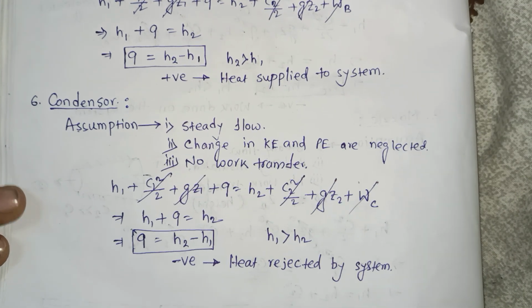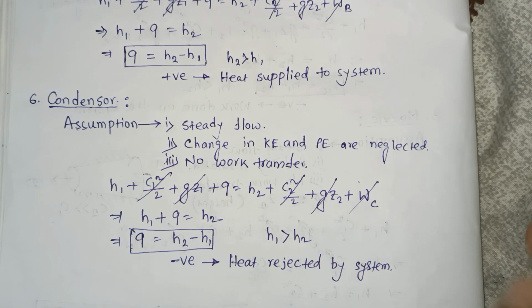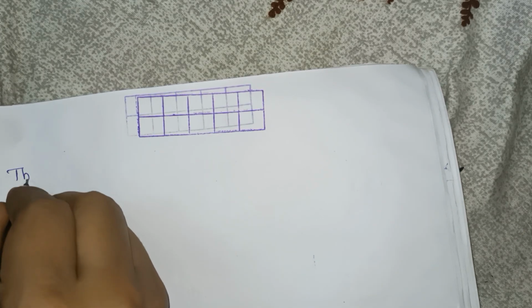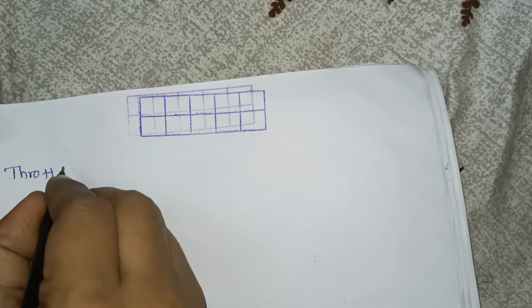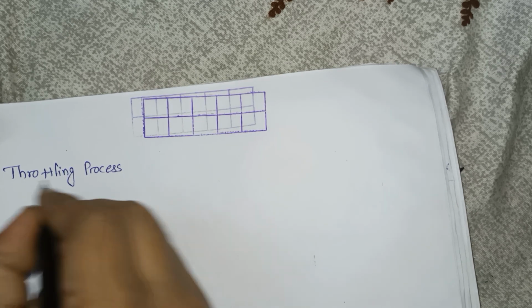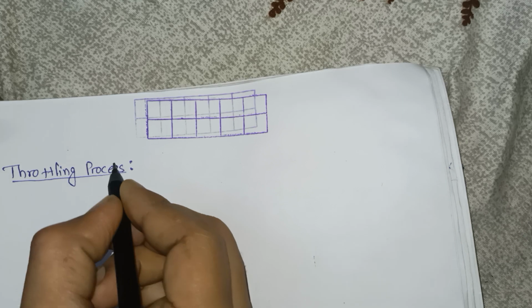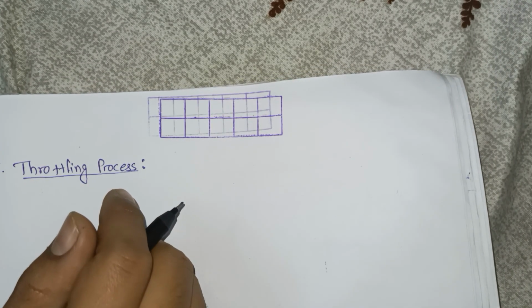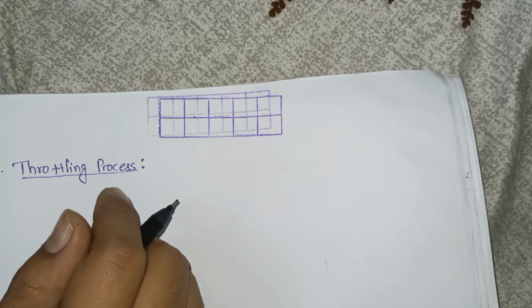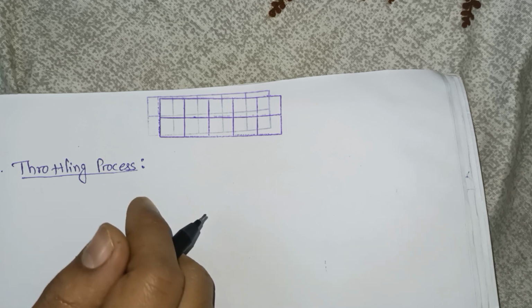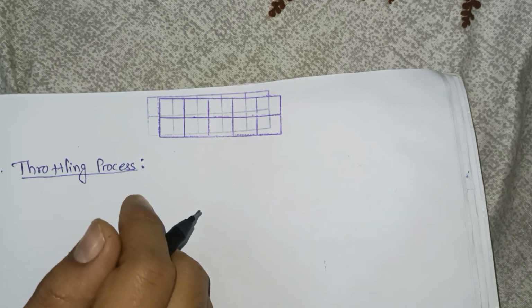Okay. Now the last component, that is the throttling process. So the seventh component is the throttling process. What is the example of a throttling process? That is flow in a capillary tube, flow through a porous plug, partially opened valve, flow through a small opening, flow through an orifice. These are the examples of a throttling process.